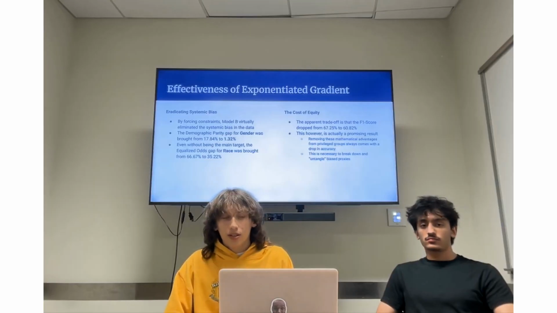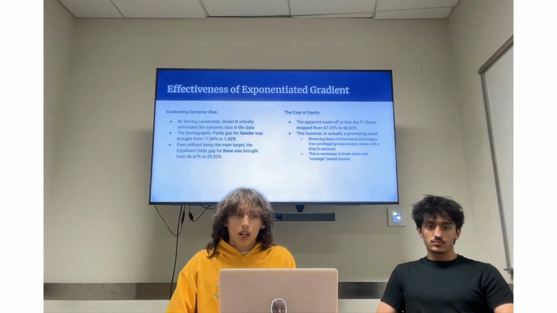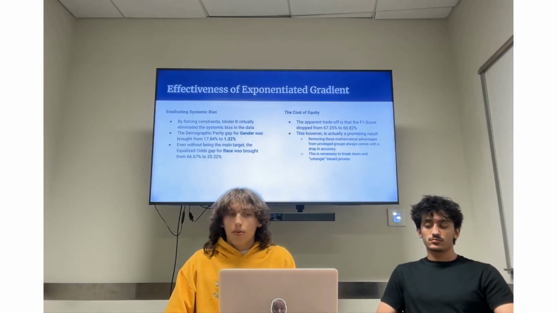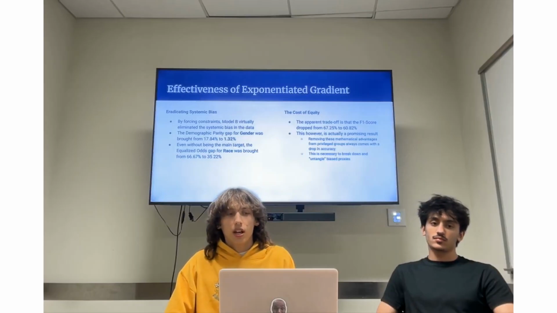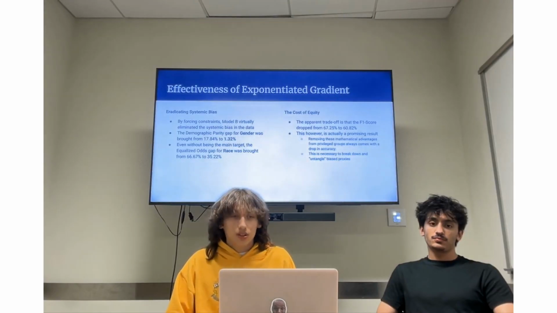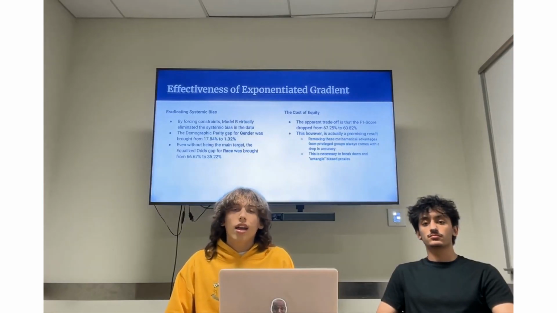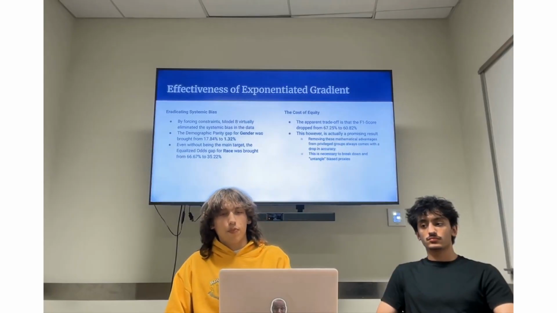And even without being the main target, it actually brought down the equalized odds gap for race. It brought it down from 66.67% to 35.22%. The trade-off is that the F1 score dropped from 67.25 to 60.82. However, this is actually a promising result and is completely expected, because as we're removing the mathematical advantages for these privileged groups, there is going to be an inherent drop in accuracy. But this is necessary in order to break down and untangle these biased proxies.